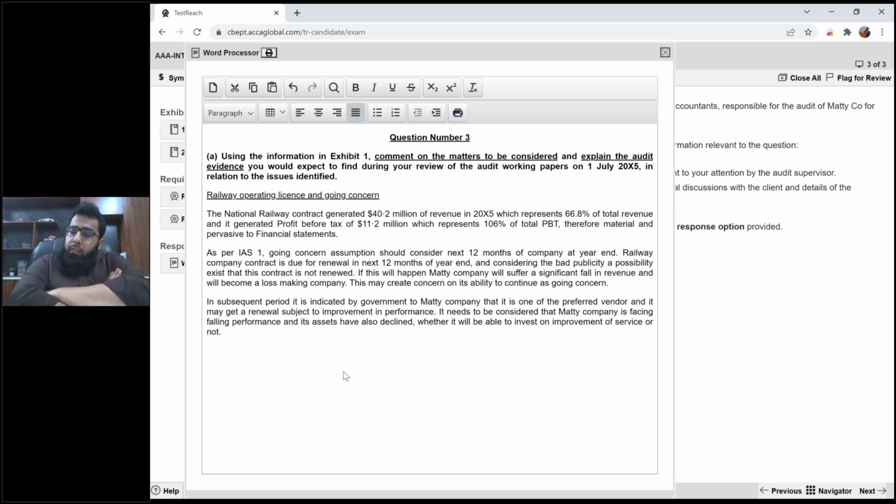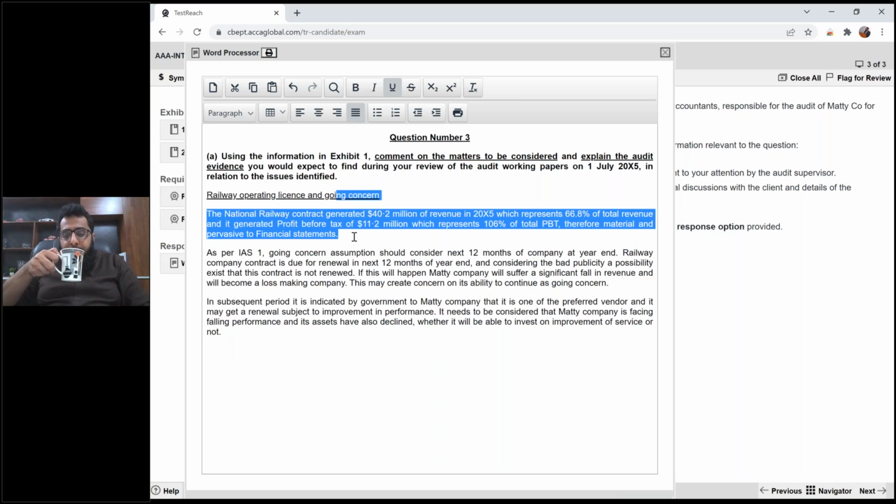Okay. One student has asked, sir, just for my understanding, if National Railway confirms in writing that the contract will definitely be renewed, then can we ignore the impact of going concern here? You will give a disclosure still that the renewal of a very big contract is due. But obviously, then you will say that there is no issue on GC because we have got in writing that the contract is being renewed. Okay? So, first of all, we commented on the materiality of this contract.